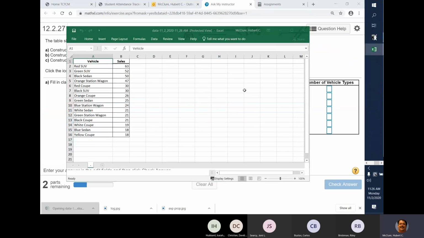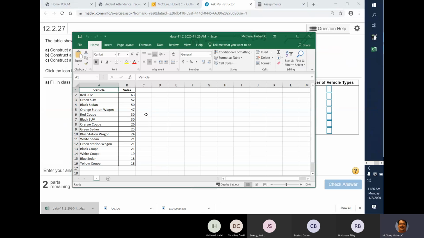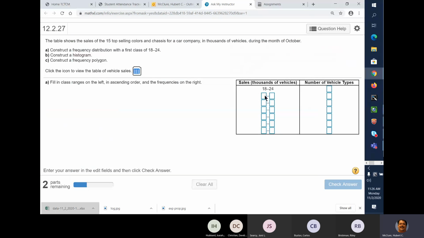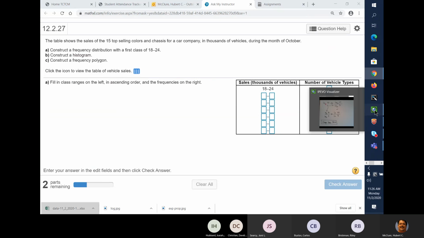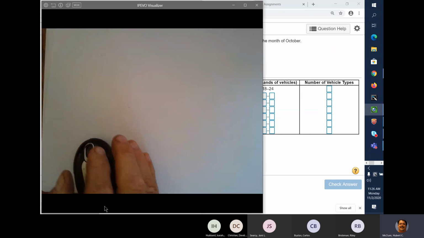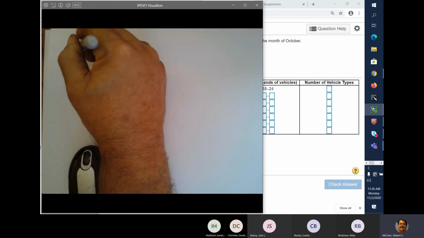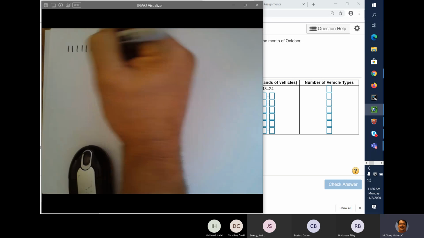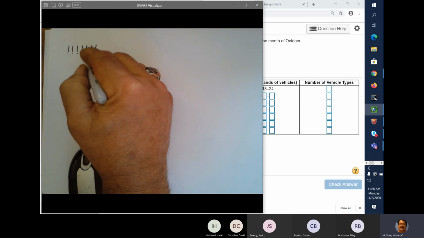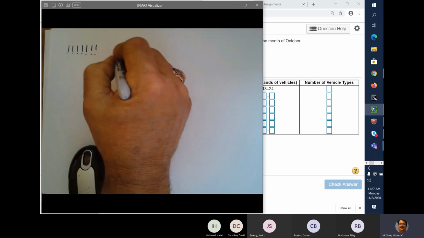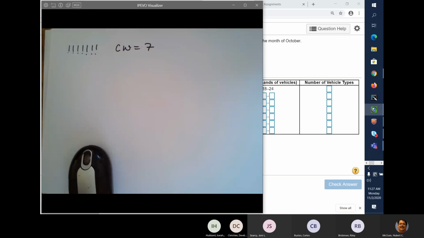There's the Excel spreadsheet. We'll get to this eventually. I'm not going to worry about that right now. All right, let's go ahead and do our 18 to 24. First thing you need to do is count 18 to 24. 18, 19, 20, 21, 22, 23, 24. 1, 2, 3, 4, 5, 6, 7. So the class width is equal to 7.